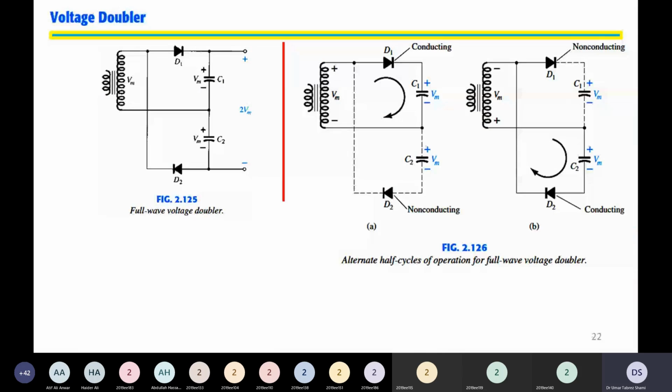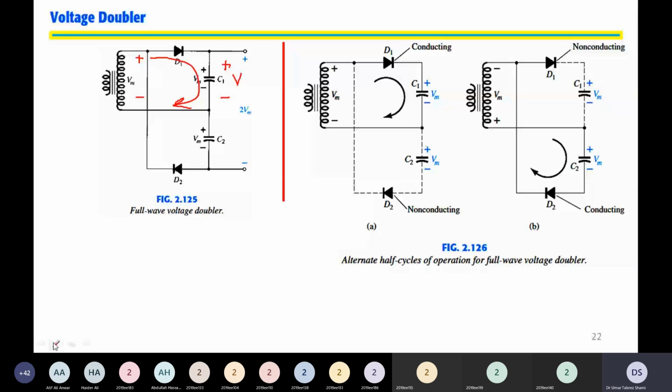So what will happen is that in the first part, when the input is positive and negative, D1 will conduct and C1 will be charged to Vm. Diode D2 will not allow current to pass through it, it is reverse biased. Therefore, capacitor C1 is charged to a value of Vm.